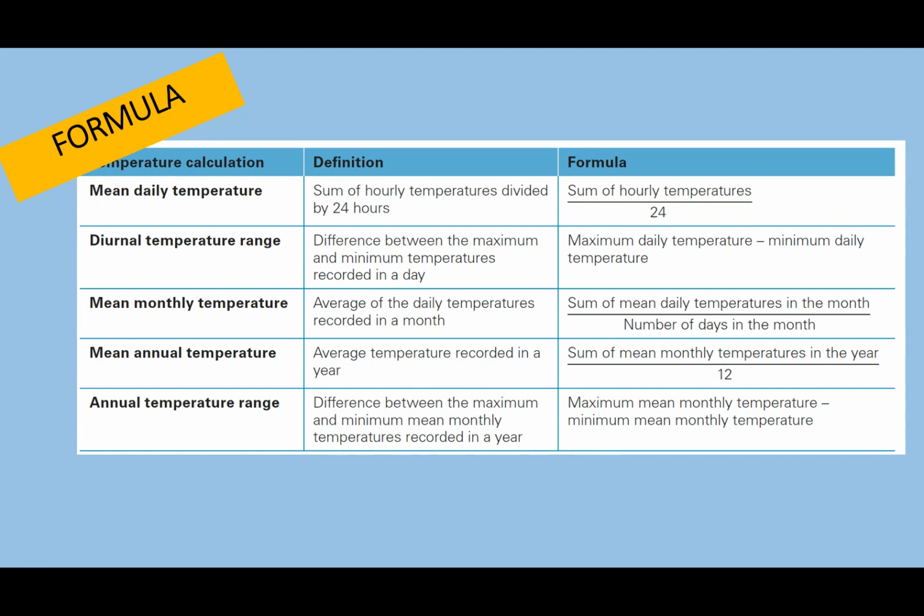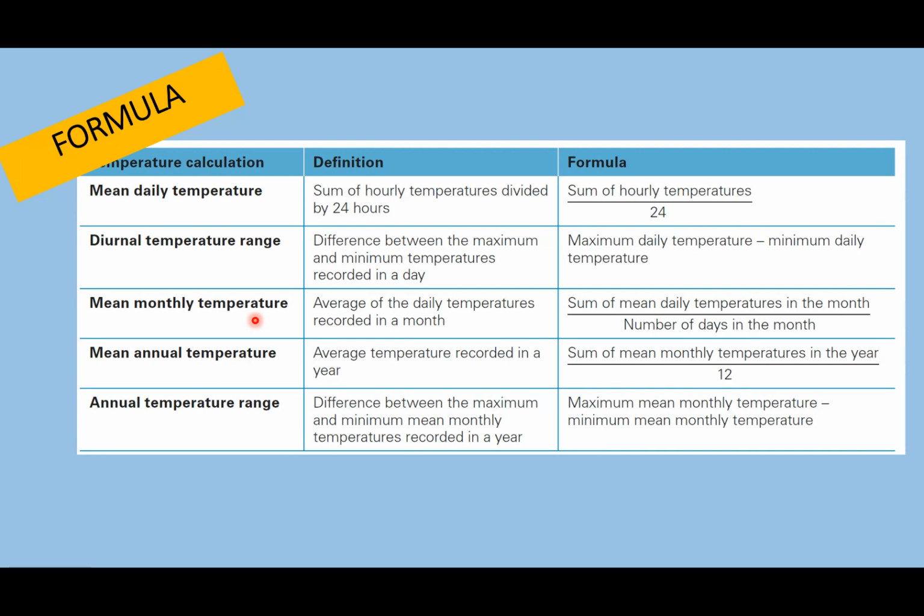Formula for temperature calculation. Mean daily temperature will be the sum of hourly temperatures divided by 24. Diurnal temperature range, or you can say daily temperature range, will be maximum daily temperature minus minimum daily temperature. It is good for you to note that whenever you see the word range, it means maximum minus minimum.